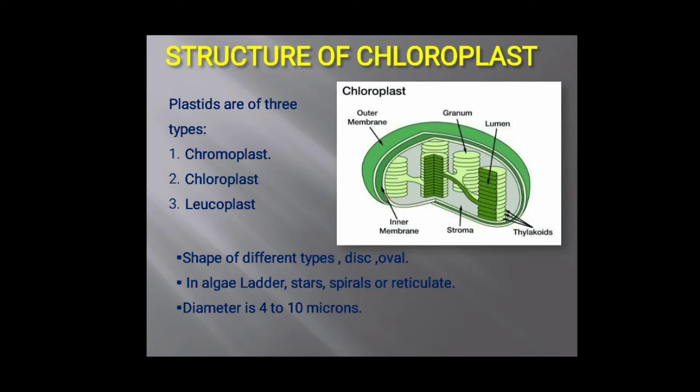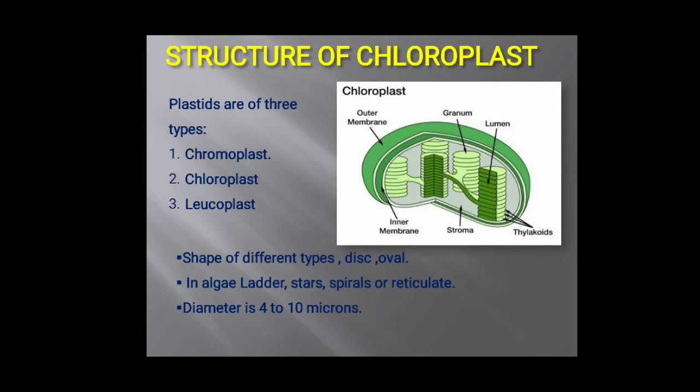Observing the structure of chloroplast under an electron microscope, you can see that chloroplast is a three-membrane structure. There are three membranes in the chloroplast: an outer membrane, an inner membrane, and the third membrane is folded into stack-like structures called thylakoids. The other space which is present inside the chloroplast is called stroma, and the stack-like structures are called grana.